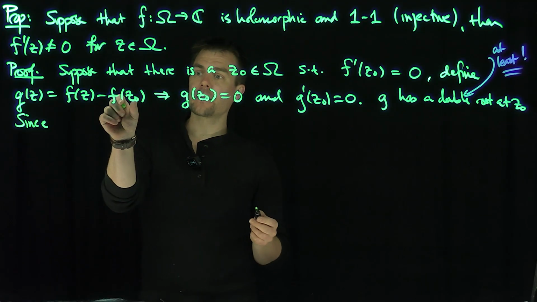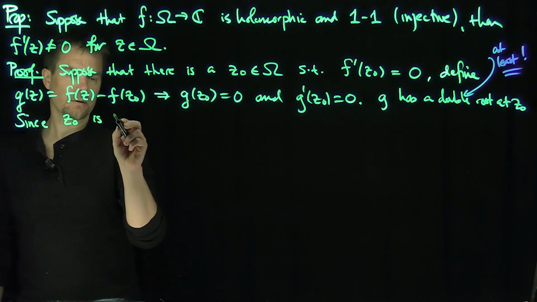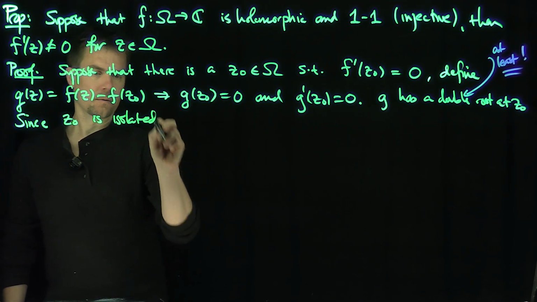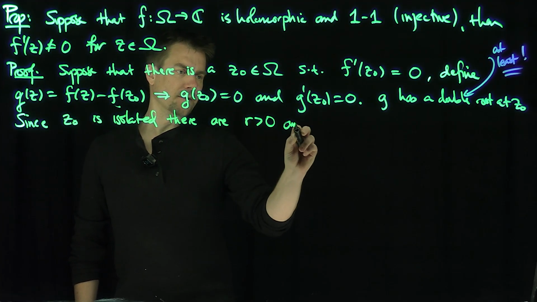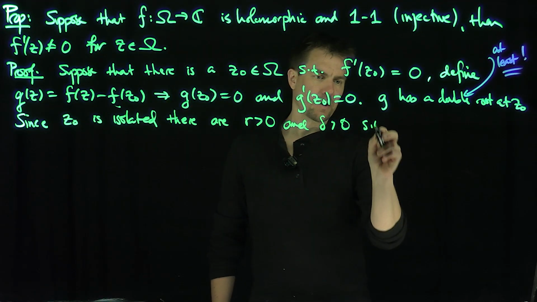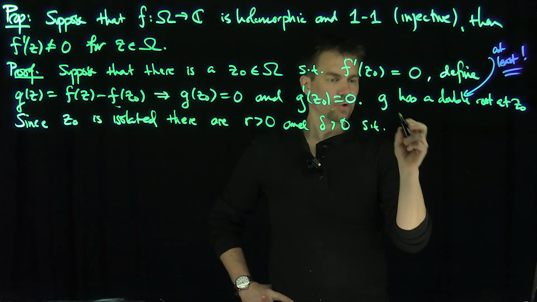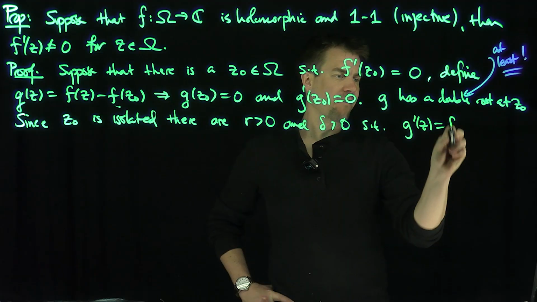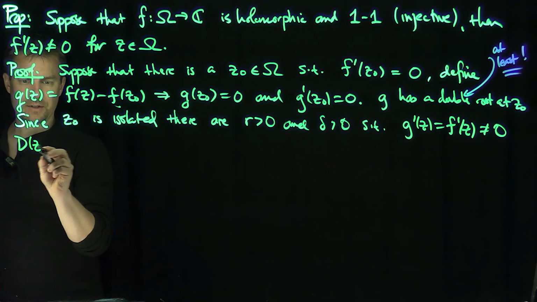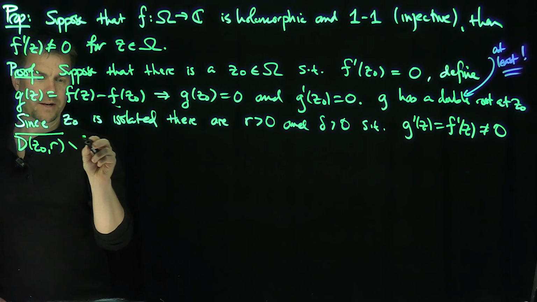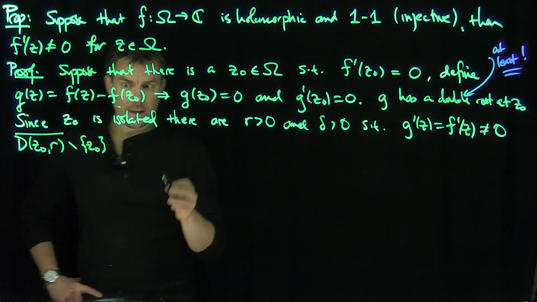All right, so now, since it's an isolated zero, since this is isolated, if it was not an isolated zero, that would say that f is identically equal to f of z0, not injective. So since z0 is isolated, there are R greater than 0 and delta greater than 0, such that g prime of z, which is f prime of z, is not equal to 0 on the closed disk centered at z0 of radius R, minus, of course, z0 itself, right? Because then you would be 0 there, okay?